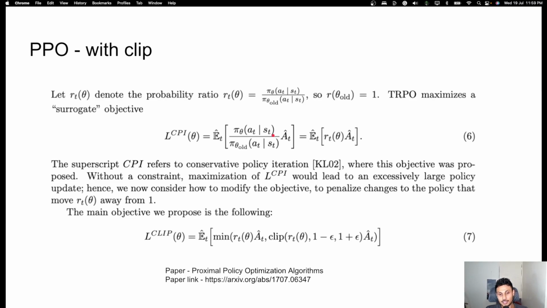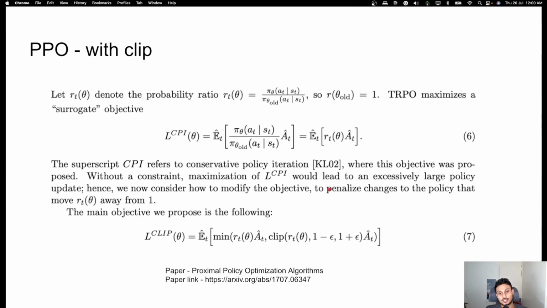So because of that, PPO introduced something called a clip loss function. You don't update your model only with these values, but you update your loss function in certain regions.